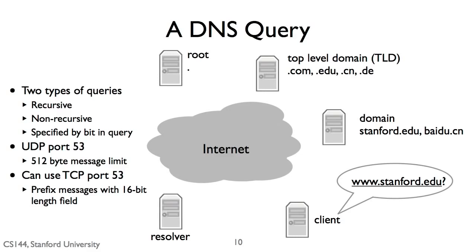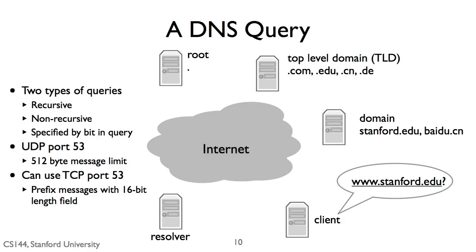So DNS usually uses UDP port 53, and there's a 512 byte message limit. You can use TCP port 53, and then all the DNS messages have a 16-bit length field, so you know how long they are, since they're not datagrams, they're a stream.